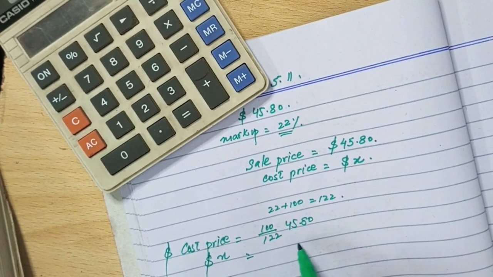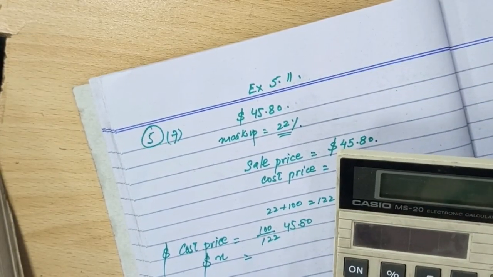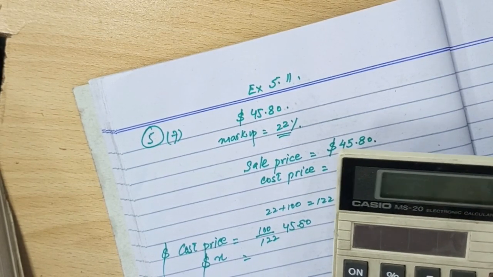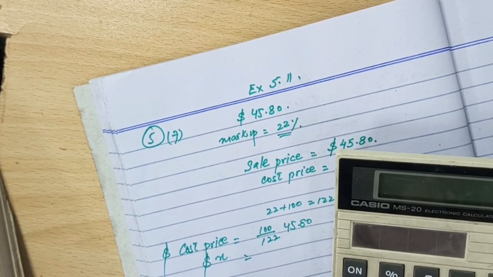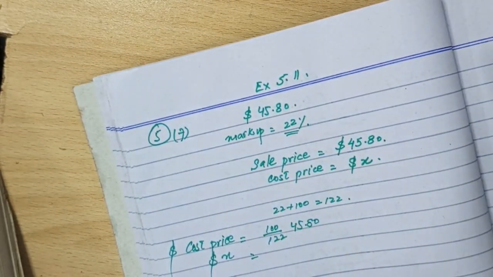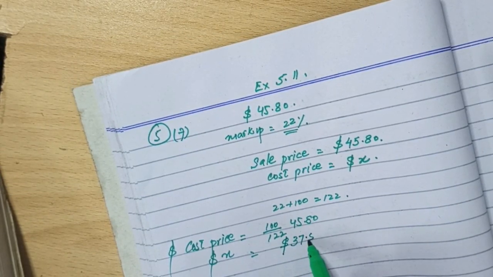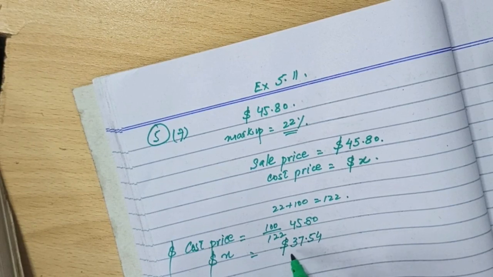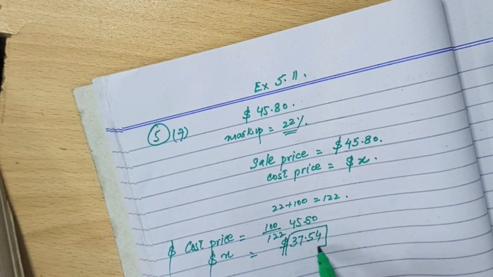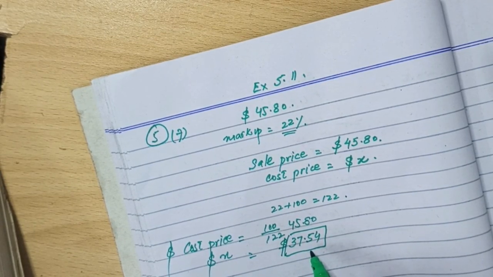Now X dollars, if you calculate this amount, it will become 100 multiplied by 45.8 divided by 122, it will become $37.54. This was actually the cost price which the shopkeeper himself took from the wholesale market.